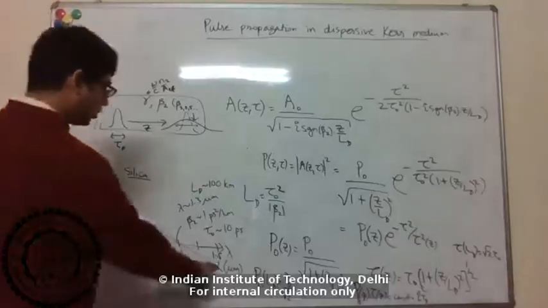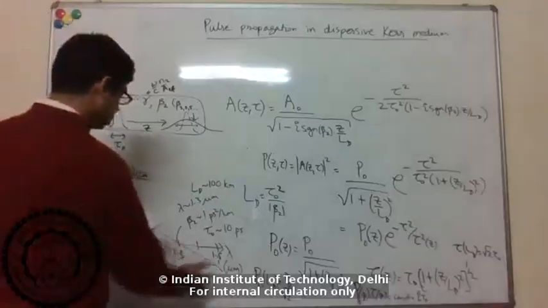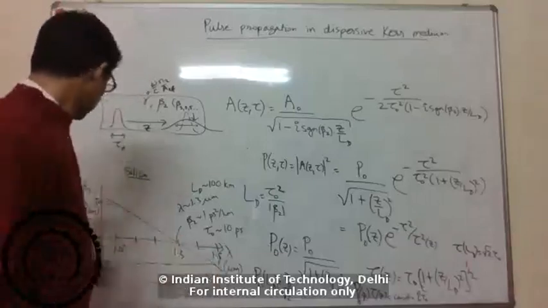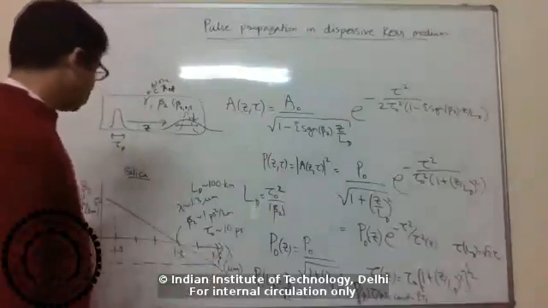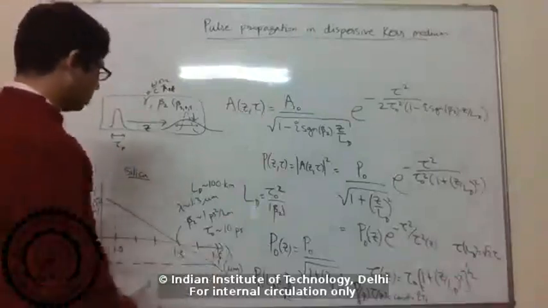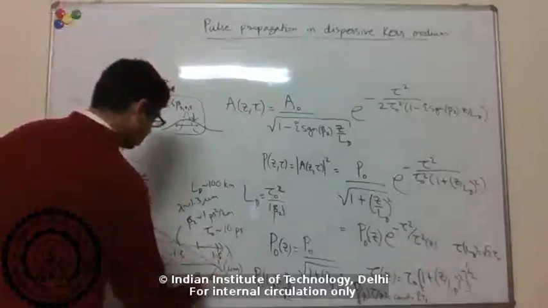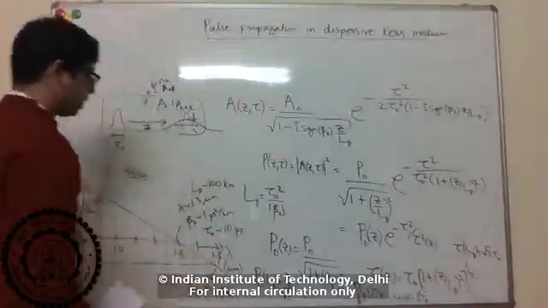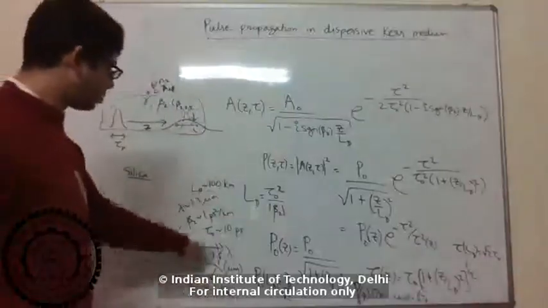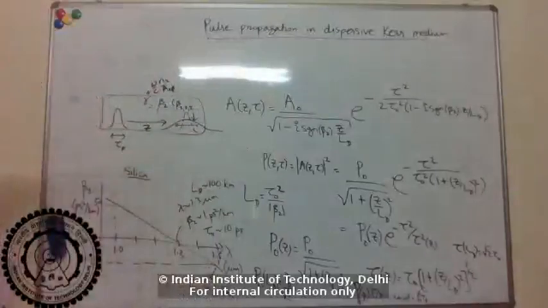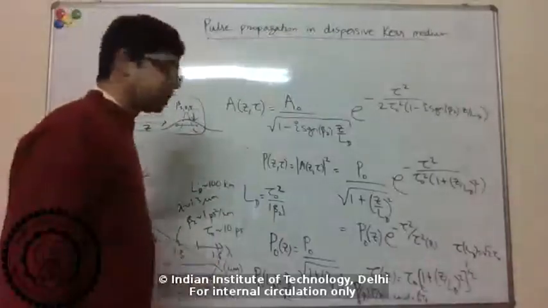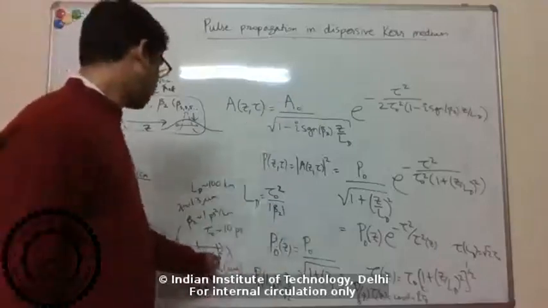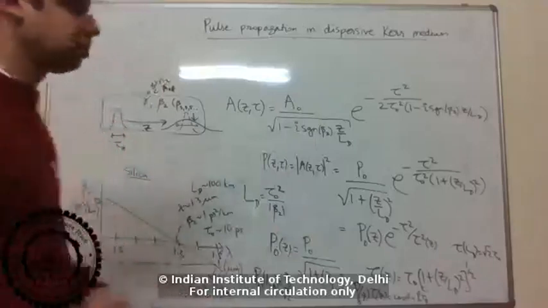If you go to 1.5 micron, which is sort of the standard telecom wavelength nowadays, the beta 2 goes up to 25, right? So here LD would go down from 100 to 4 kilometers, right? Because beta 2 is 25 times, so this will go down by 25. Okay, so you need to do some dispersion compensation if you're traveling long distances and using standard fiber at these wavelengths. Okay.